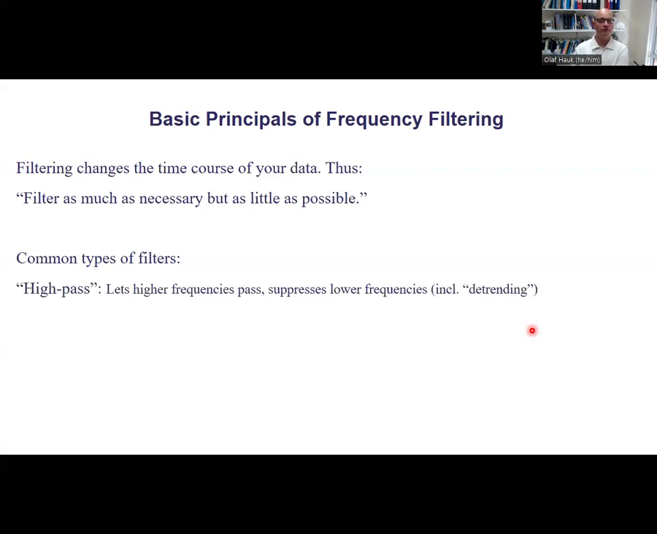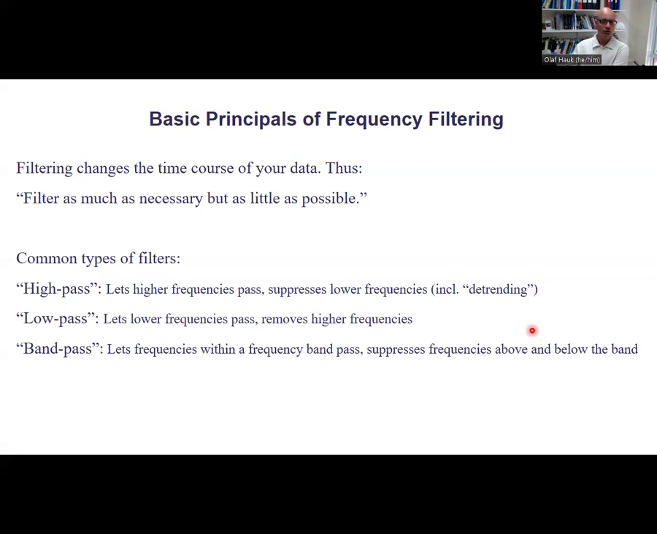There's the high pass filter, and as the name suggests, it lets the higher frequencies pass and it suppresses the lower frequencies. For example, it does something like detrending. So if you have very slow movements, slow drifts in your data, you can get rid of those with a high pass filter. You have a low pass filter that lets the lower frequencies pass, and it suppresses higher frequencies.